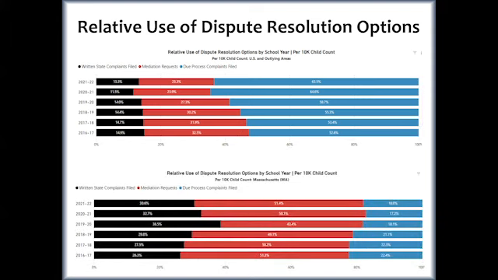Now, if we look at a specific state, in the second chart showing Massachusetts, their data tells us that more than half of all of their dispute resolution activity for those same years was in mediation, and less than 20% of their dispute resolution work was in due process activity.